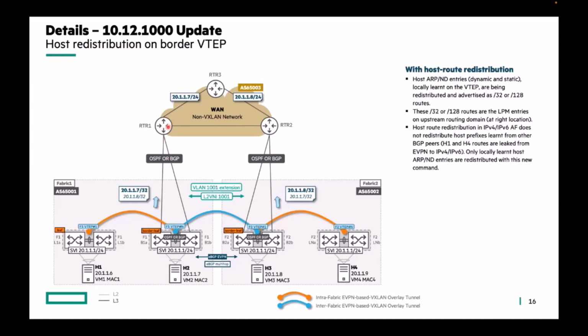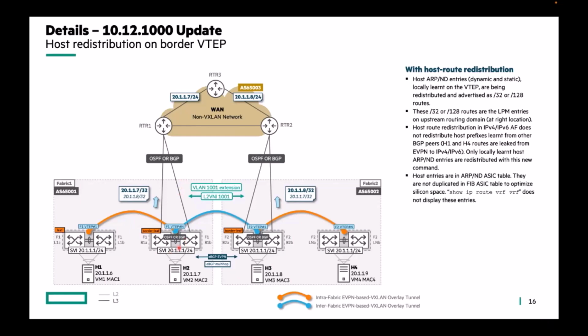Host route redistribution in the IPv4 and IPv6 address families does not redistribute host prefixes learned from other BGP peers. They do not do that for H1 and H4 routes, which are coming from EVPN and are not directly connected to the border VTEP, so they are not redistributed by this command. Only locally learned host ARP entries are redistributed with this new command.